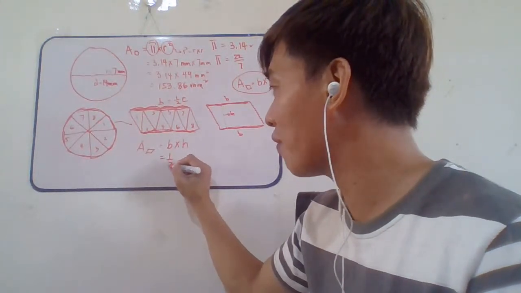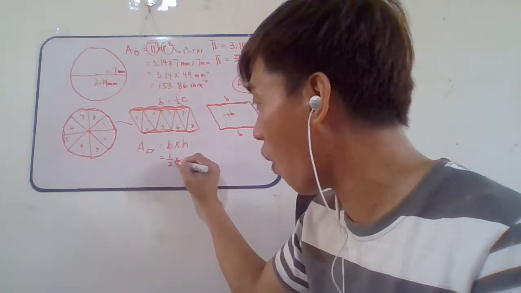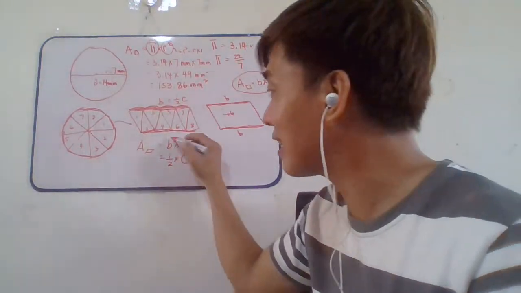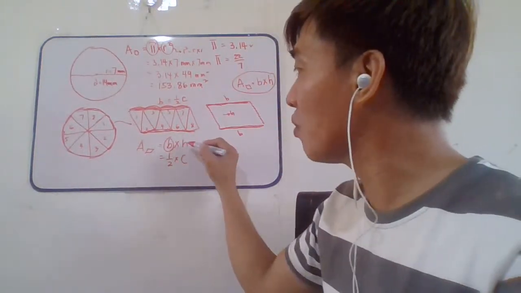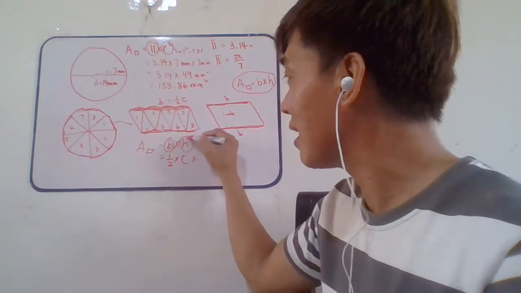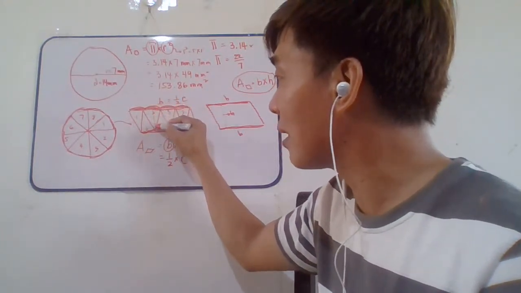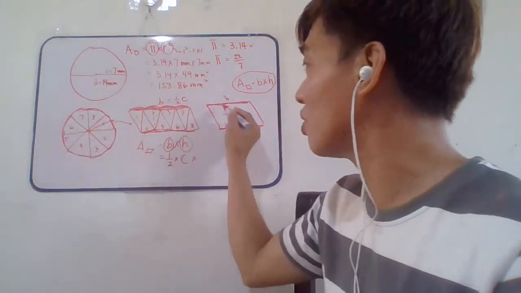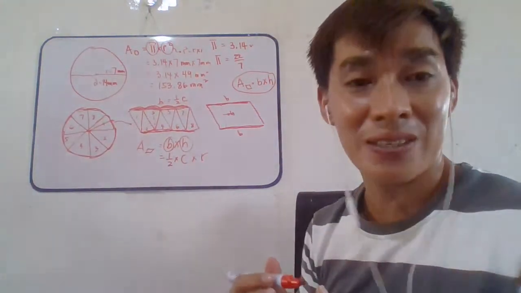So that is half of the circumference. That is the base. Next, we will multiply it by its height. Actually, the height here is the radius. Here's the height, that's the radius. So times the radius.